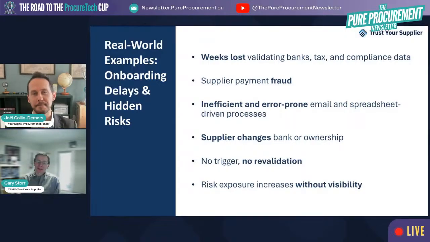So, you can see here, I won't read this to everyone, but there are examples of what happens when you don't have quality data. You lose time. You're exposed to fraud. There's a lot of inefficiency and errors. There's just no visibility to risk. These are things that are real, business impacting issues. When you start throwing around words like fraud and regulatory concerns, that's big stuff, and we can't ignore it.